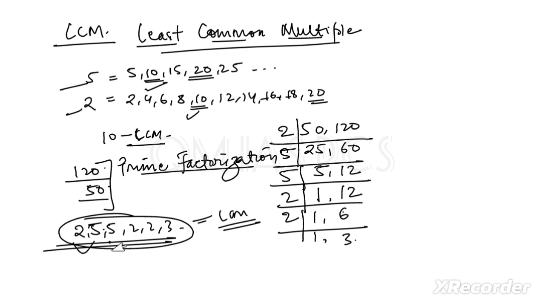It will be 10, this is also 10, and this is 6. So 10 into 10 into 6. So what is the number? Not 106, it is 100 multiplied by 6. It will be 600. So the LCM of 120 and 50 is 600.